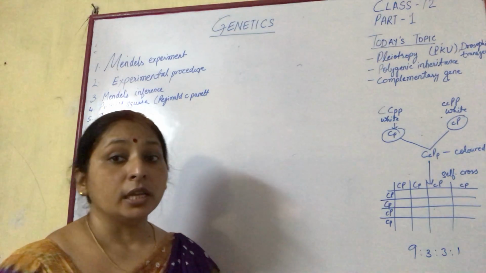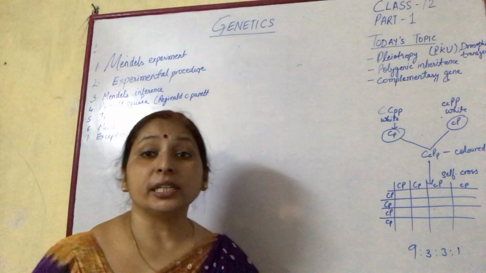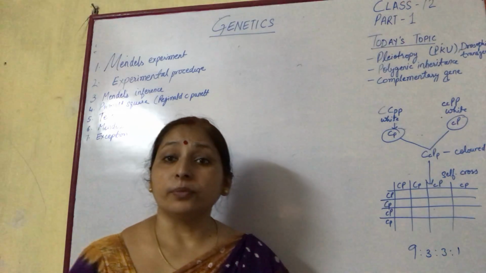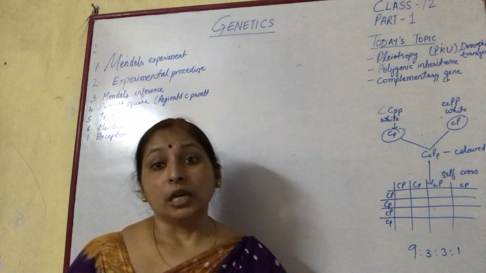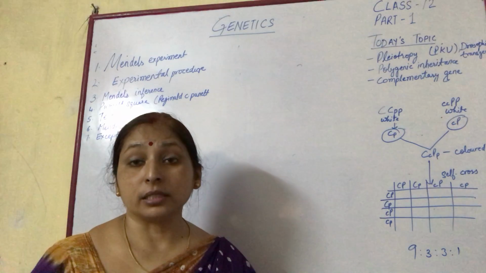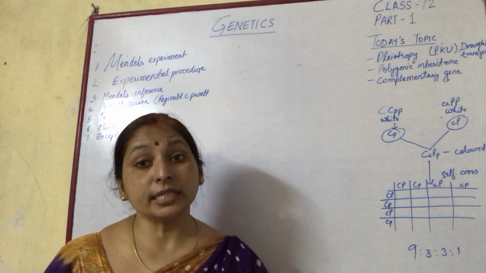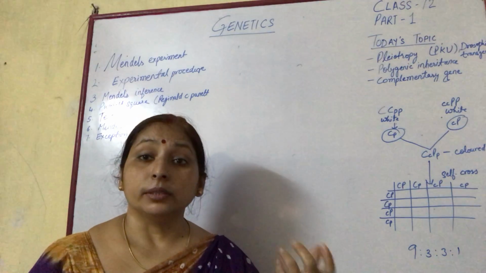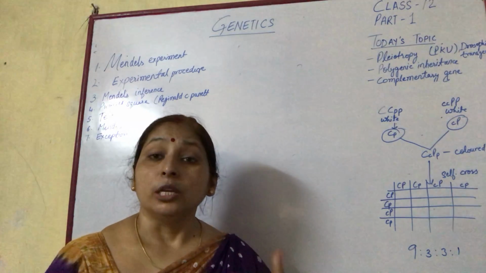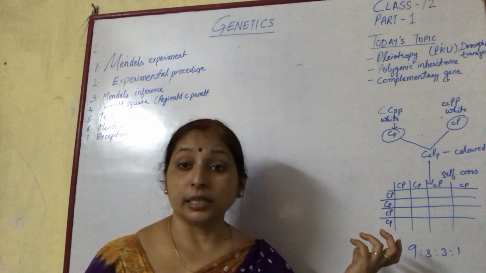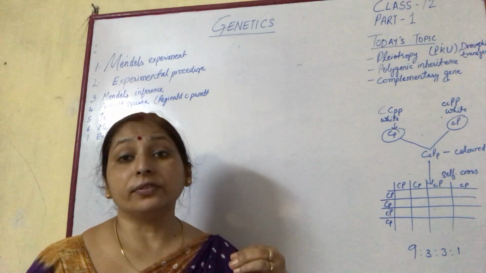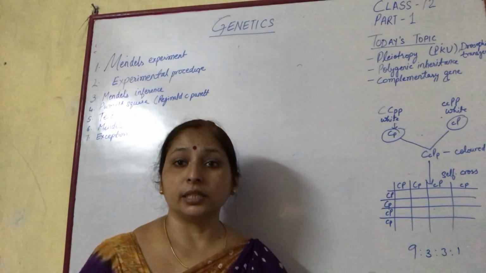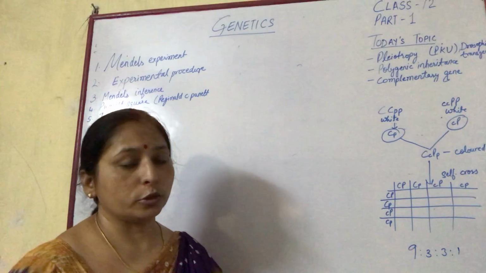Pleiotropy is a condition in which a single gene is responsible for various characters, like in the case of a plant, the starch synthesis, the starch in the grains, or the size of the seed. All these characters are expressed by a single gene. So in this way, if a single gene is responsible for various phenotypic expressions, then the phenomenon is termed pleiotropy.